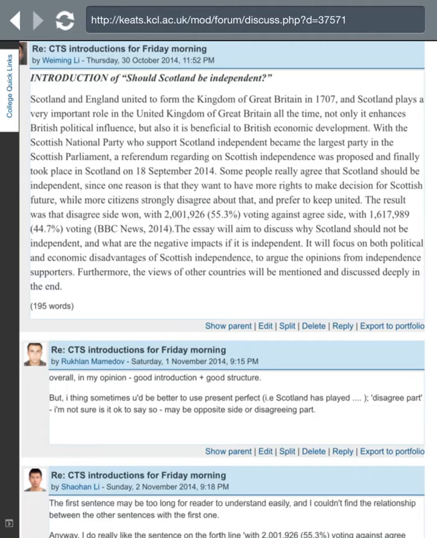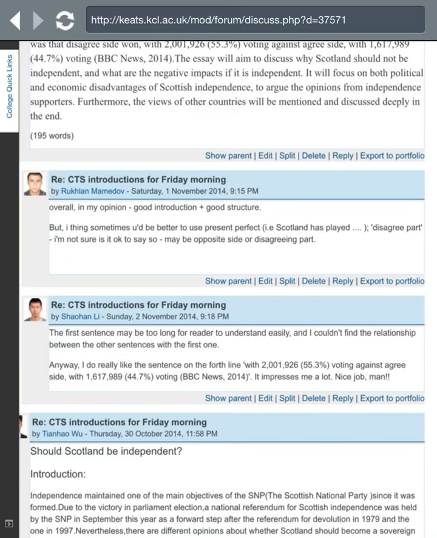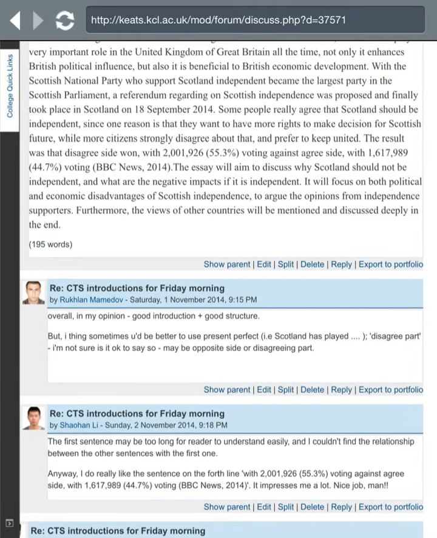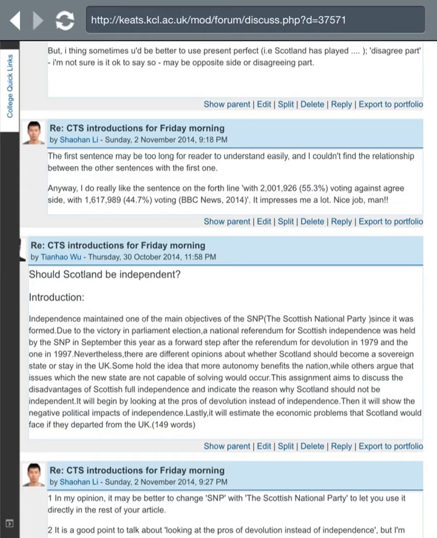Okay, let's look at the feedback. Yeah, I think it's better to use present perfect. Be more formal in the disagree part, I agree. Arguments against, or what did you have? Disagree part. I'm not sure what they're talking about, disagree part there, but anyway. I agree. That is a good reference. Good. Okay.